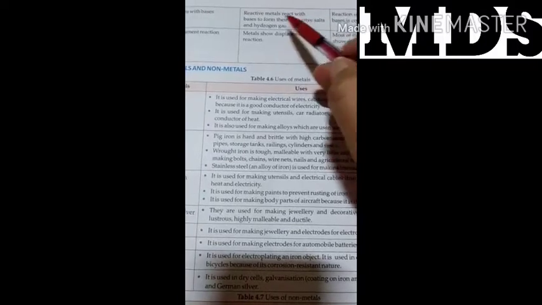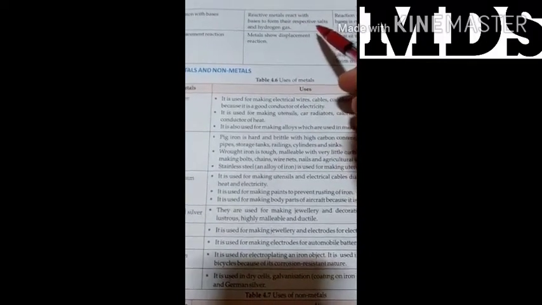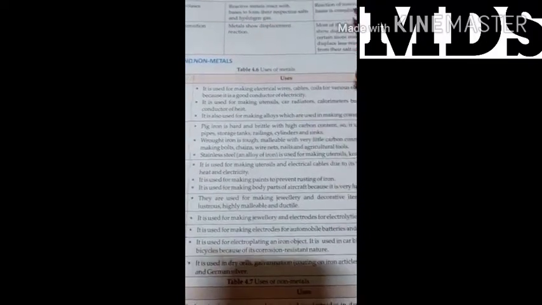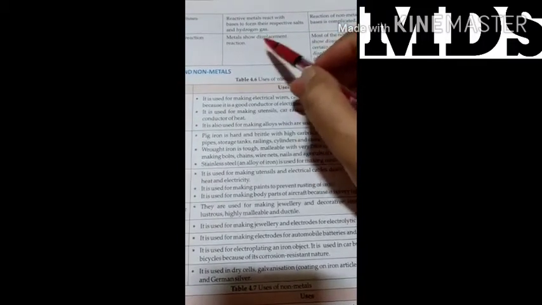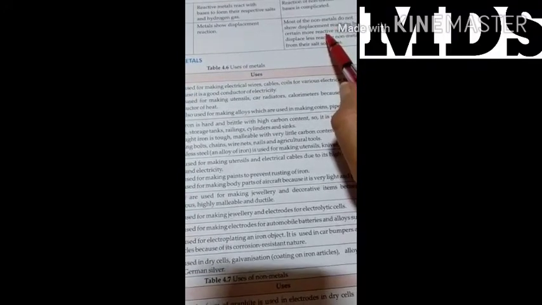Next, reaction with base: metal reacts with base to form the respective salt and hydrogen gas, and non-metal with the base is complicated. Metal shows displacement reaction, but non-metal does not show displacement reaction. This table you have to learn.